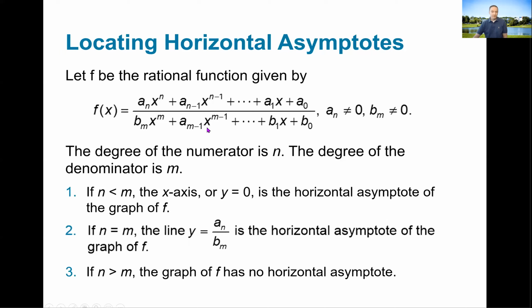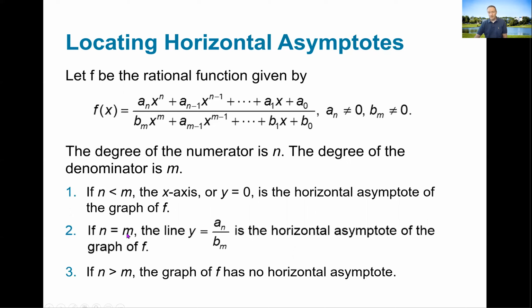What I need you to remember is that we're going to have a polynomial function in the numerator and a polynomial function in the denominator. If the degree of the polynomial in the numerator is less than the degree of the polynomial in the denominator, notice I say if n is less than m, think about that. If your polynomial in the numerator is lower degree than the polynomial in your denominator, as x goes towards infinity, that fraction's just going to go to zero because your denominator is going to be infinitely times larger than your numerator. So that's why I say if the degree of the numerator is less than the degree of the denominator, the x-axis or y equals zero forms your horizontal asymptote.